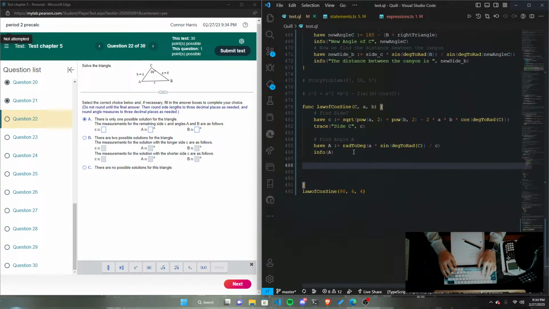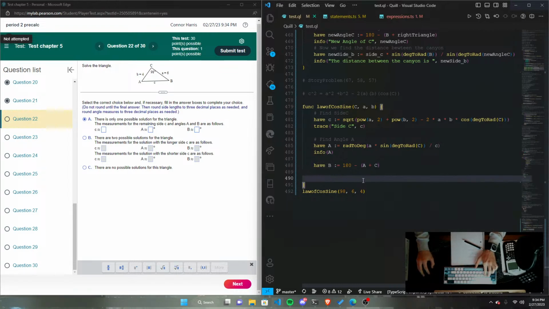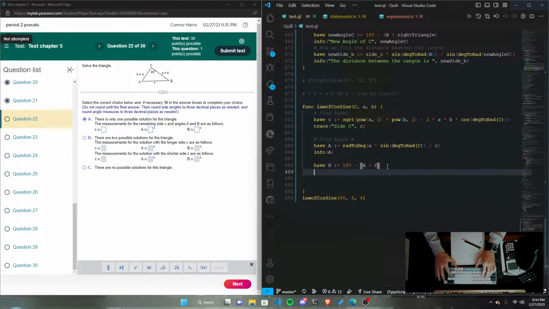And then just to find angle B, we would just have B be equal to 180 minus big A plus big C. And that's just info.